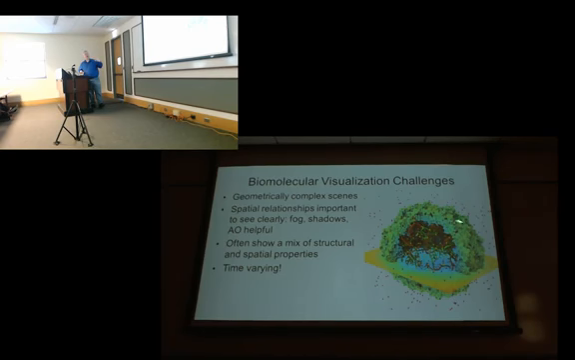How do I illustrate those same properties effectively? Some of the ways we can do that are to use fog or so-called depth cueing, so that things in the front are either lighter or darker than the things in the back. We can use shadows and ambient occlusion.